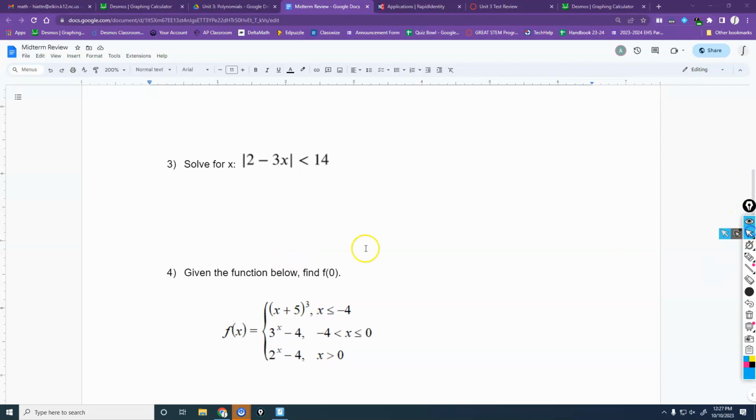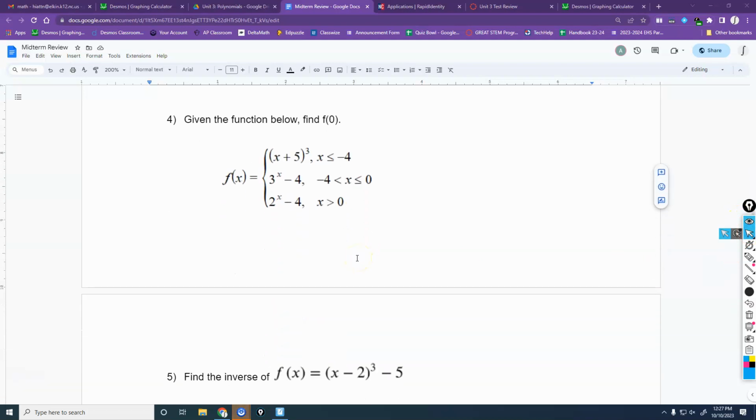All right, 4. This one can be typed into Desmos. But typing that whole thing into Desmos just to find f of 0 is going to take a really long time. So instead, I would really suggest doing this by hand. You can still use your calculator to evaluate if you need to. But which of these equations would I use if I'm finding f of 0? Okay, that second one, the one in the middle.